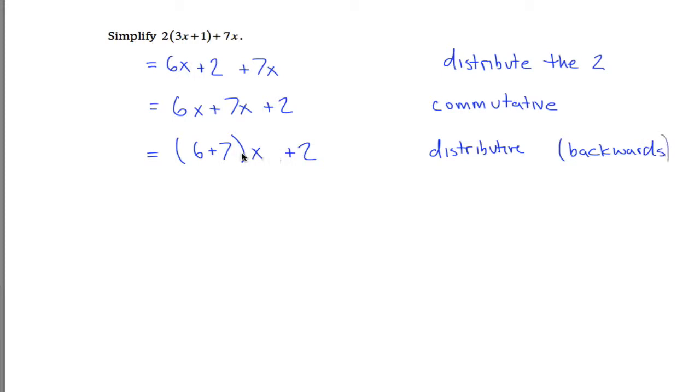The reason I say backwards is typically when you see the distributive property, you think about this x distributing into the parentheses, kind of like we did up here with this 2. This is going backwards. It's changing it from this form to this form. But now what we have is 6 plus 7 is 13. So our final answer is 13x plus 2. In other words, this algebraic expression up here simplifies to 13x plus 2.